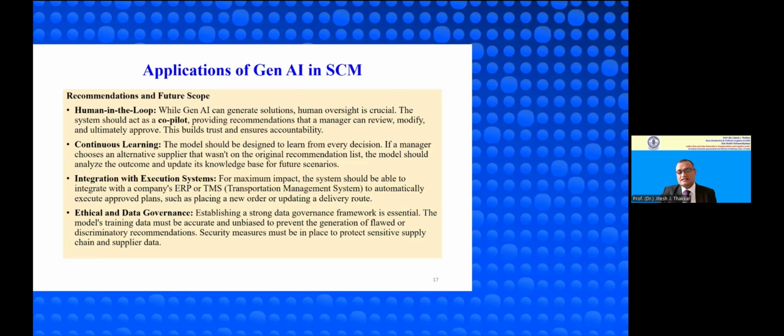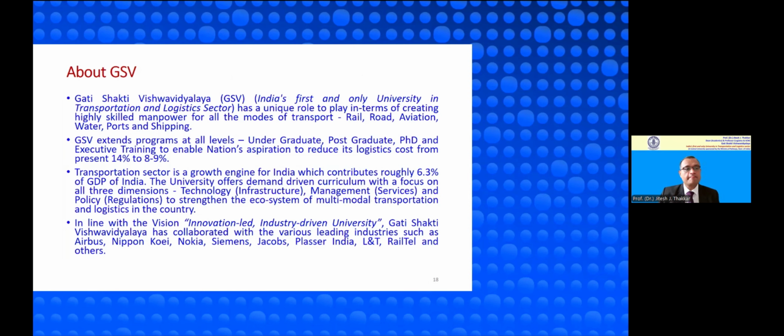Ethical and data governance. There is a need to establish a strong data governance framework. Model training data must be accurate and unbiased to prevent generation of flawed or discriminatory recommendations, because the way you train your model or feed your structured and unstructured information, it will create the recommendations, generate the scenarios, and direct you and your system towards a new set of actions.